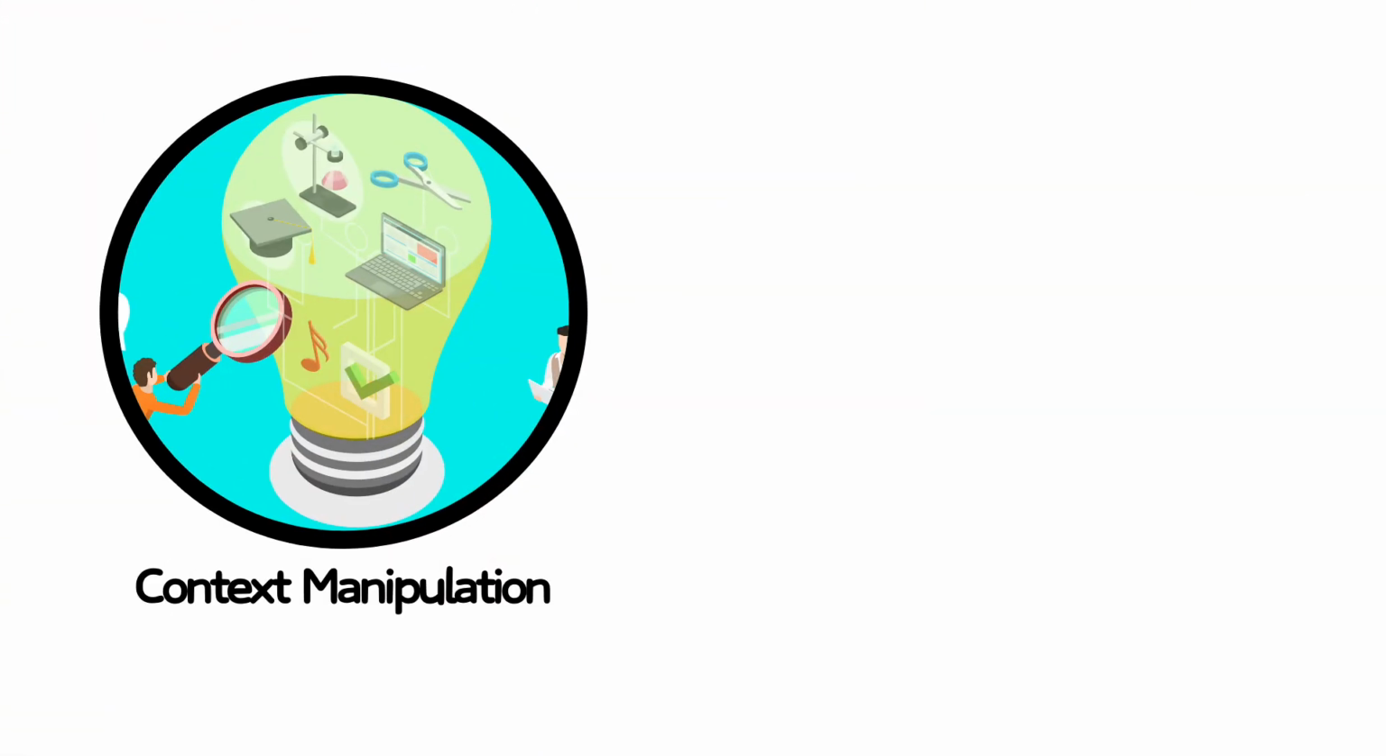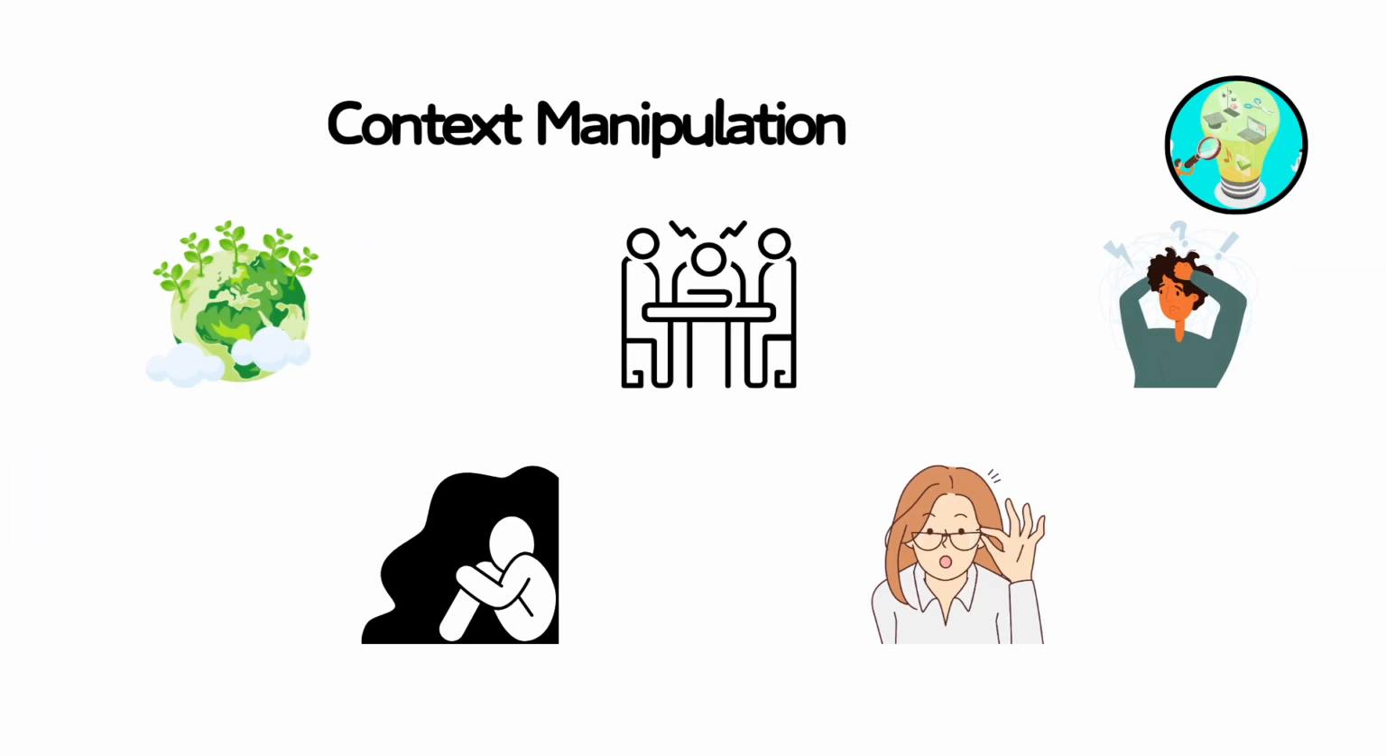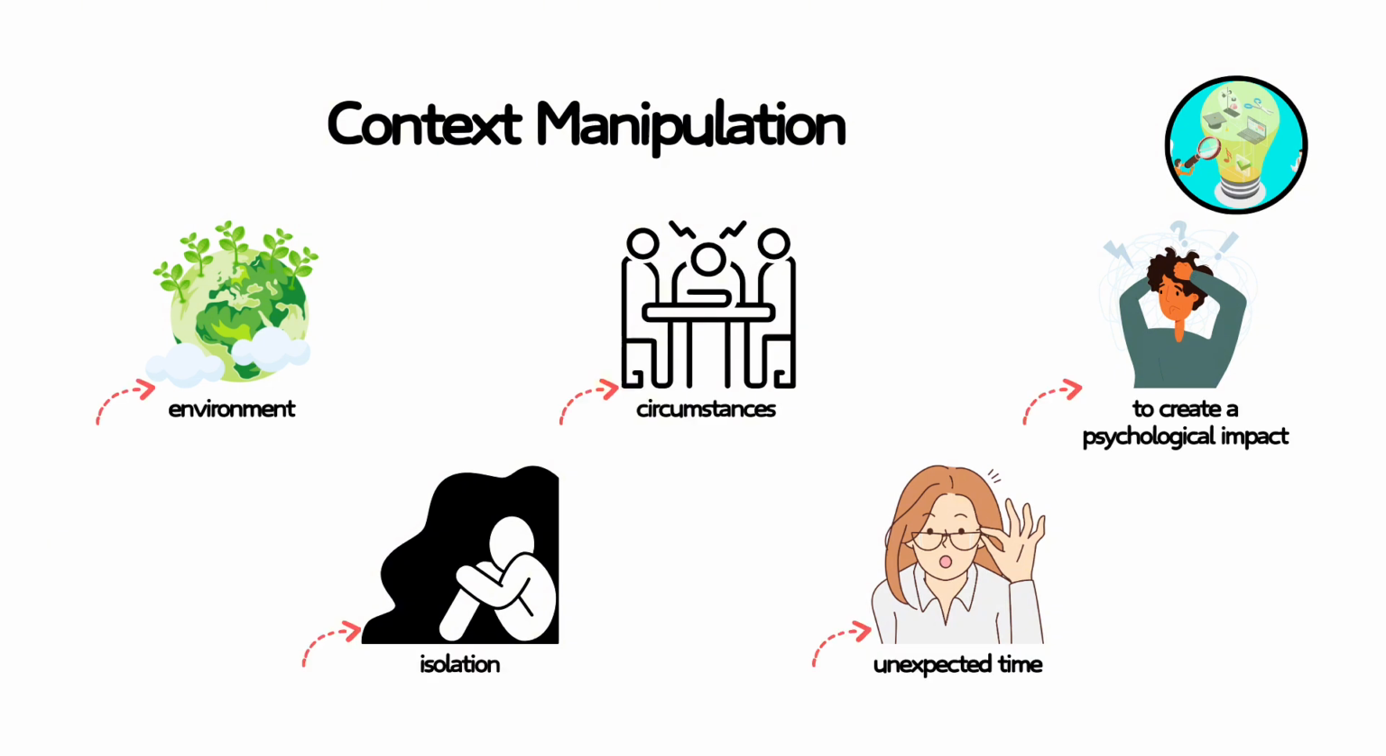12. Context manipulation. Context manipulation involves changing the environment or circumstances of the interrogation to influence the suspect's state of mind and behavior. This can include altering the physical setting, timing, or the presence of certain individuals to create a psychological impact. For example, an interrogator might choose a small, windowless room to create a sense of isolation and vulnerability. Alternatively, they might conduct the interrogation at an unexpected time, such as late at night, to catch the suspect off guard.